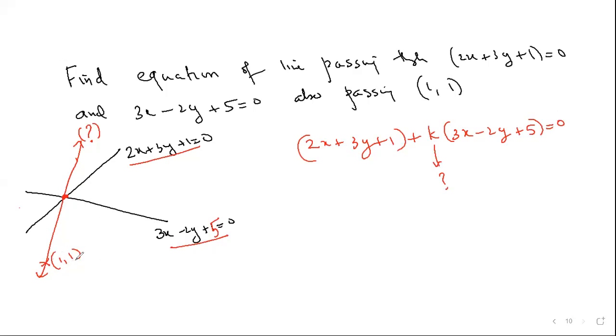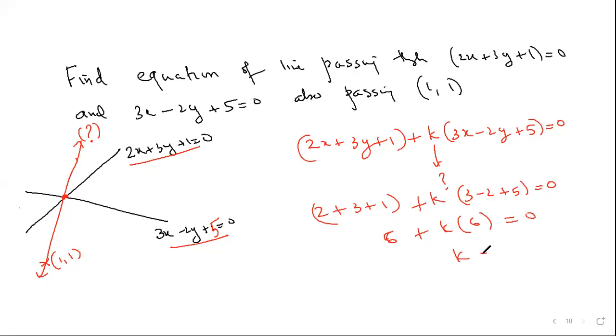We know that this (1, 1) is a point on this line. So 1, 1 will satisfy this equation. 3 minus 2 plus 1, so 5, 6 plus k into 6. Correct? So k is minus 1. If I put k's value as minus 1 here, I'll get the equation of this line. So I'm going to put k's value as minus 1 here.